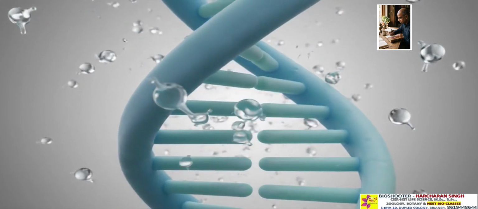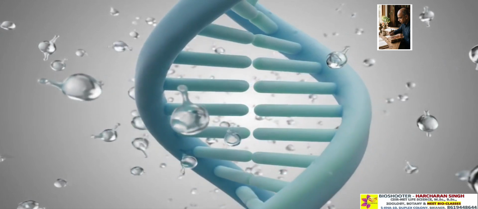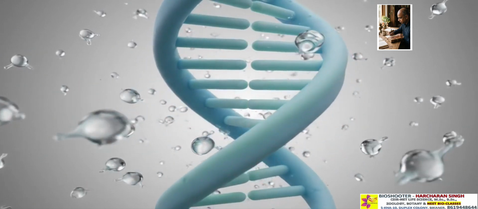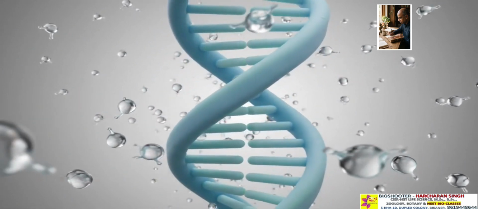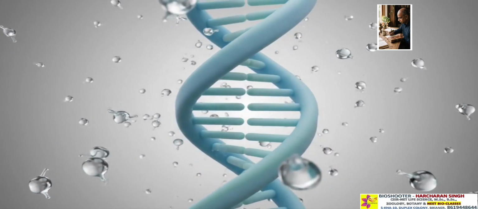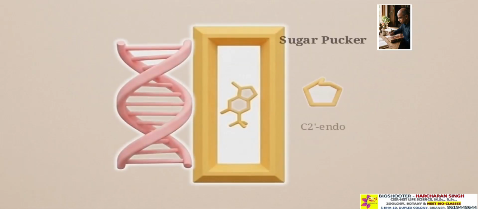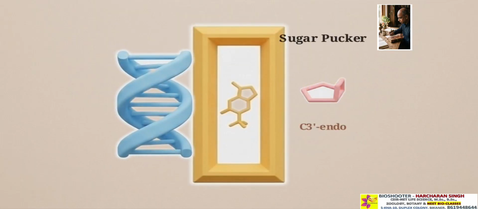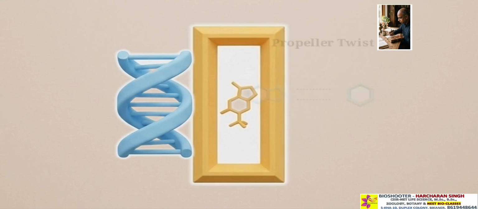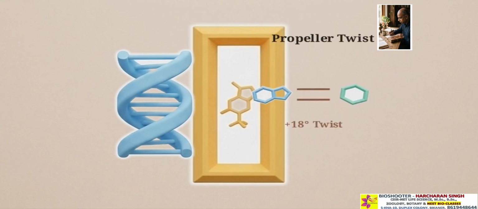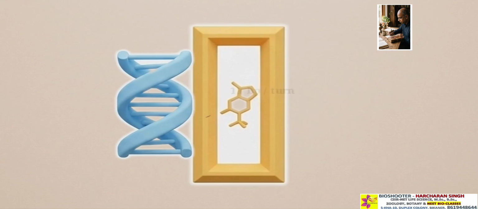If the environment changes and water is removed, the DNA molecule structurally reacts, compressing into a shorter, wider configuration known as A-DNA. This compression follows a precise atomic shift. The sugar pucker transitions to C3' endo. Propeller twist increases to positive 18 degrees, aligning hydrogen bonds into a stronger, linear configuration.